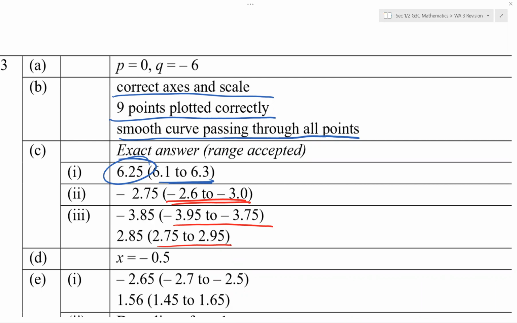Part D was asking for your line of symmetry. So between -1 and 0, we have x equals -0.5. Take note, must write down x equals -0.5 for line of symmetry. I'm quite confident this will come out. And sad to say, I also expect some of you to just write -0.5. And then you will lose the mark.